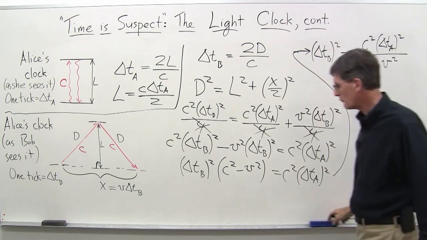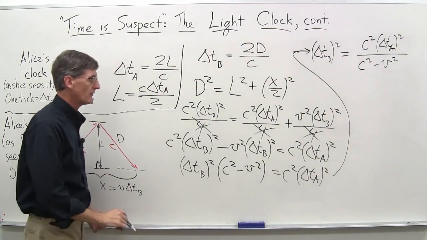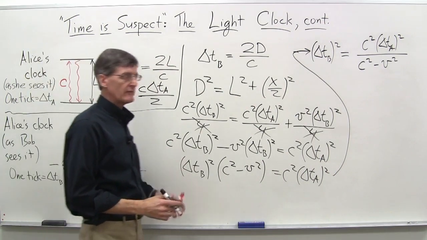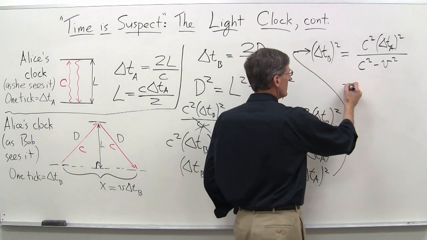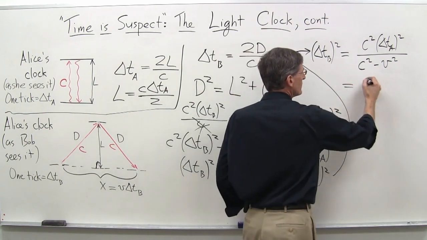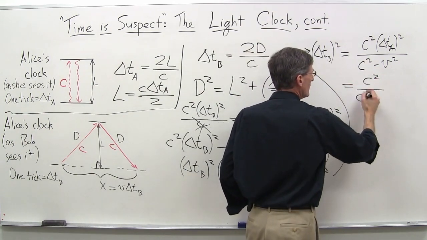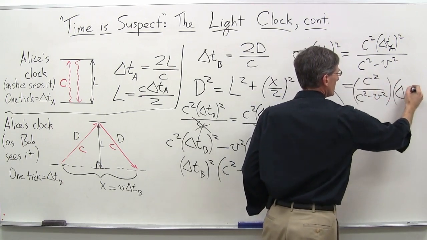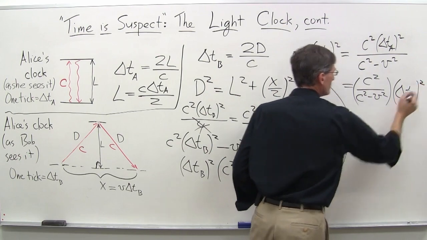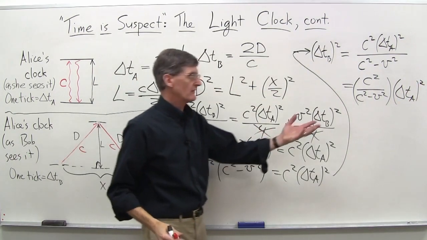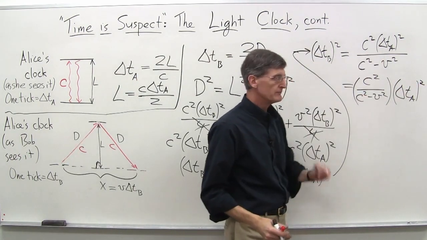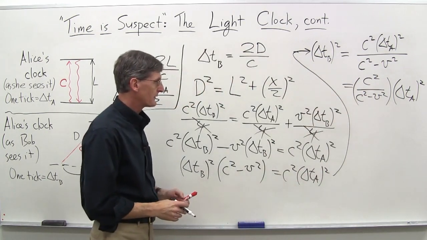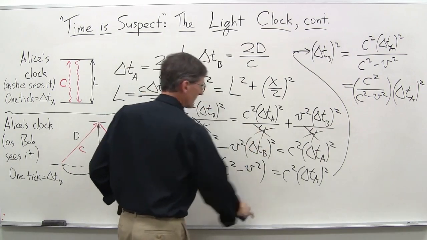But we have a little bit more to do here. We've got some squares in there that we'd like to get rid of. And so I'm going to rewrite this just slightly, the right-hand side, as c squared over c squared minus v squared times delta ta squared. I really didn't do much of anything there. I just moved the delta ta squared out here so we could focus on the c squared over c squared minus v squared. And now let's bring it back to the center of the board.